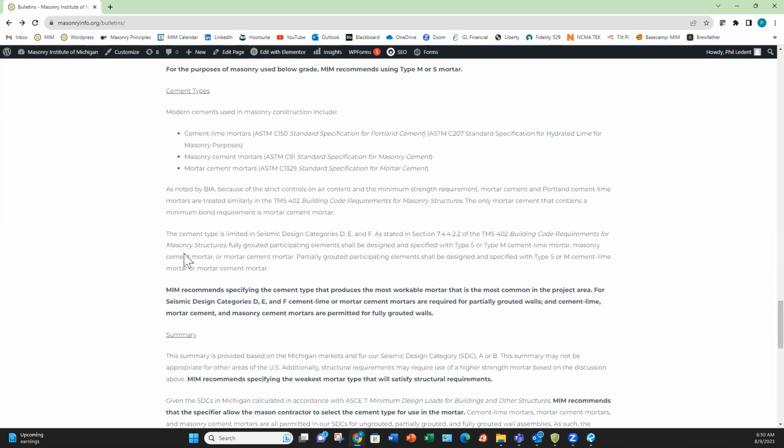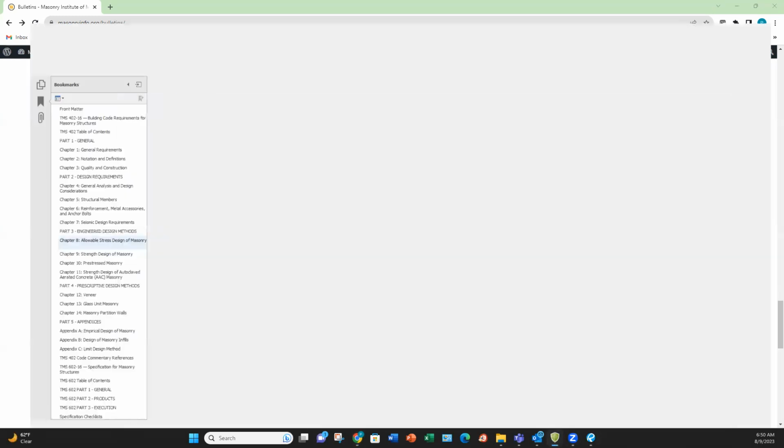And a lot of this is geographical. The west side of the state, we do see a lot of mortar cement mortars. We see masonry cement mortars being used on the east side of the state and up north. And so, I mean, a lot of it's geographical. You are permitted to specify this in your spec, or you could leave it up to the contractor. But again, this will have an impact on our unreinforced masonry.